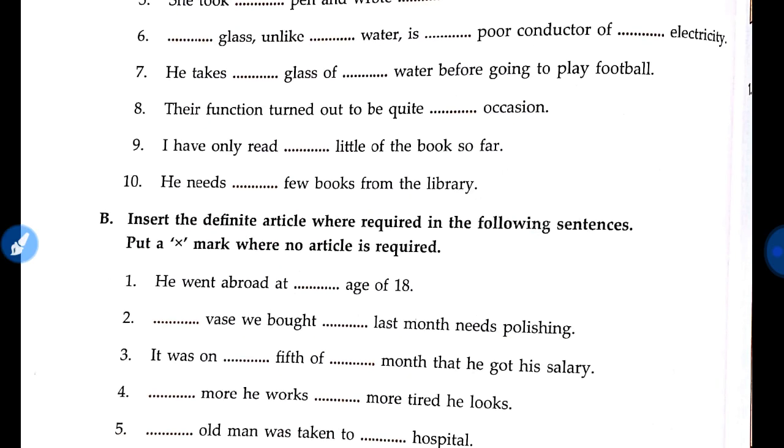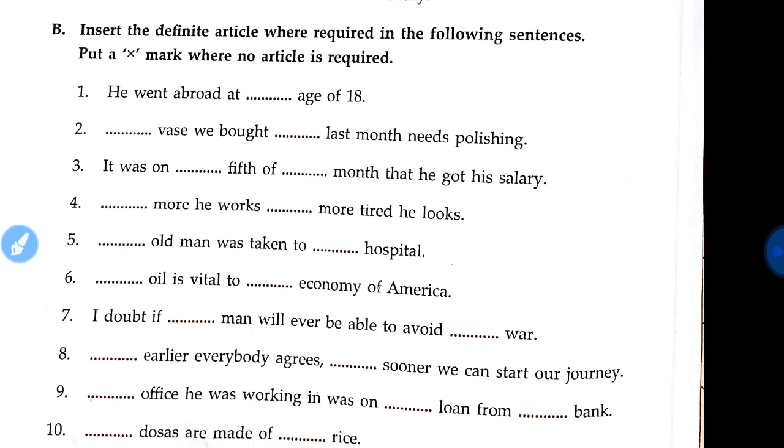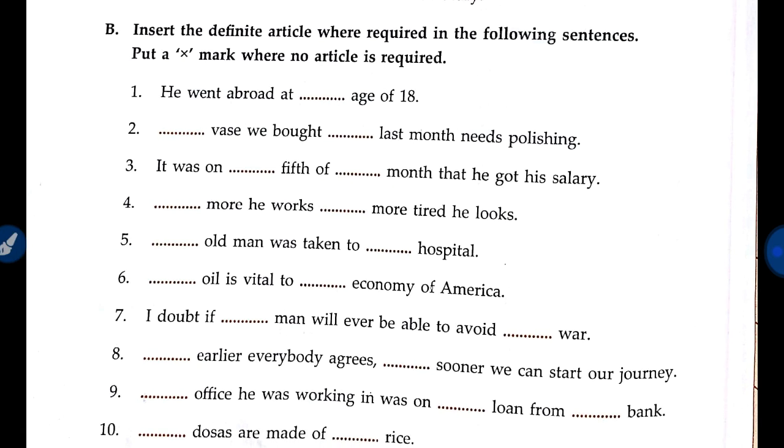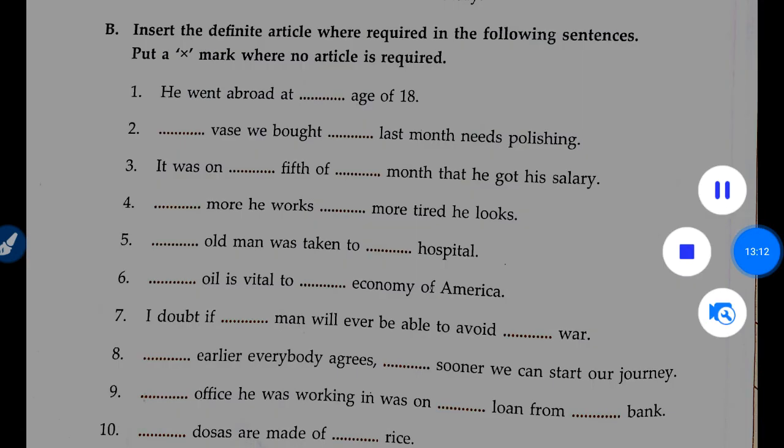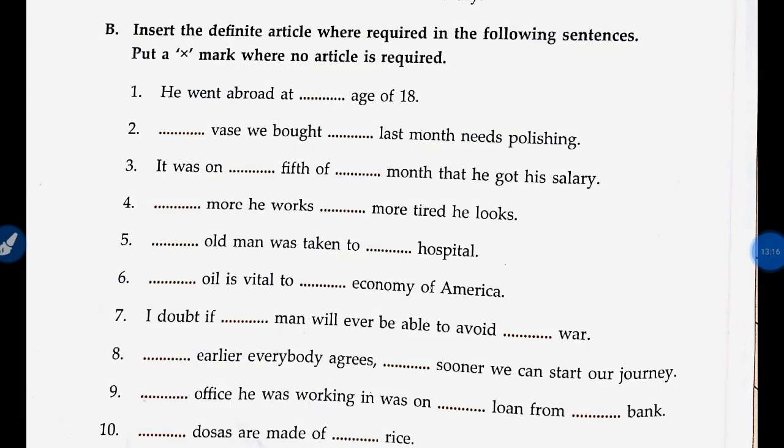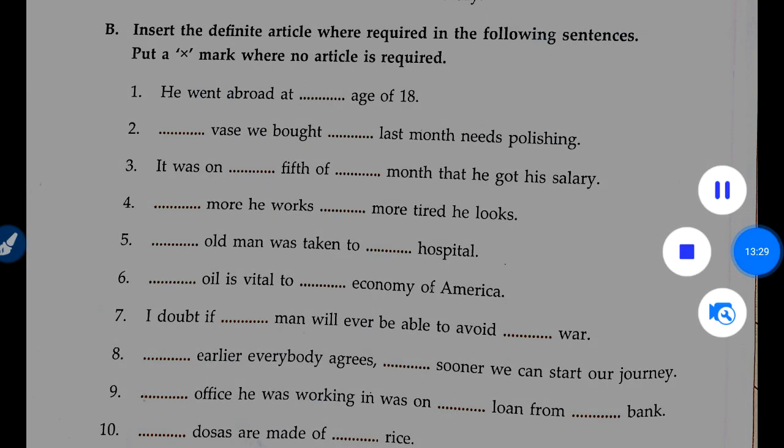The second one is, insert definite articles where required in the following sentences. Put a cross mark where no article is required. So you can do this easily in your book. Those of you who do not have the book, take a copy of this one and do it. Those of you who are able to get the book, try to get it. So till then, go through this lesson once again and then try to do the assignments.